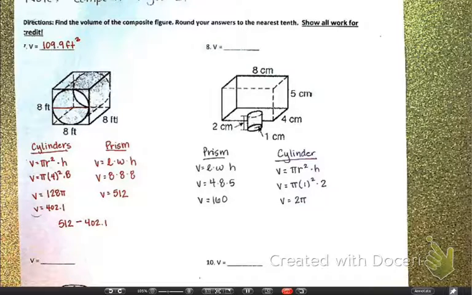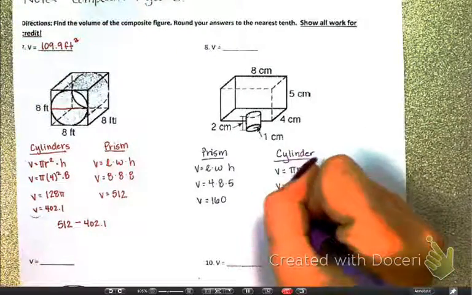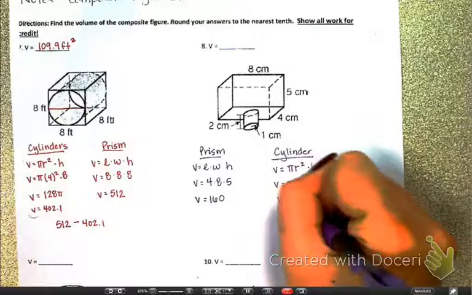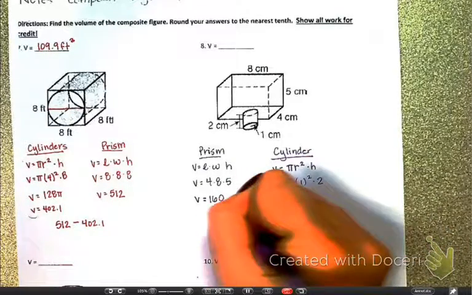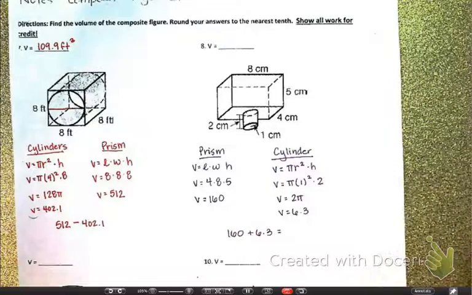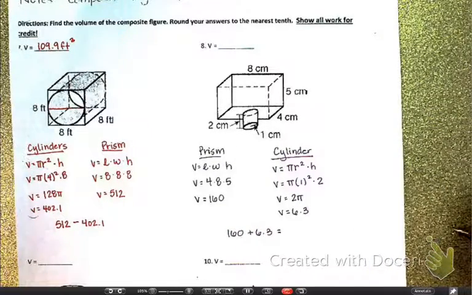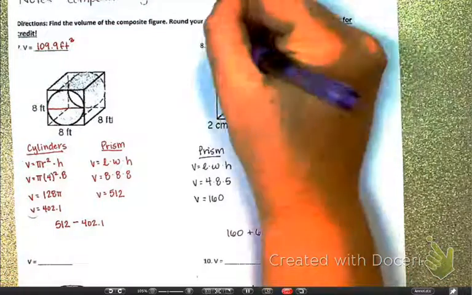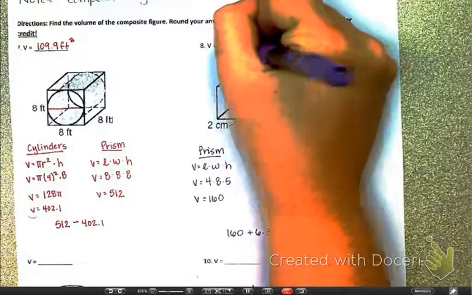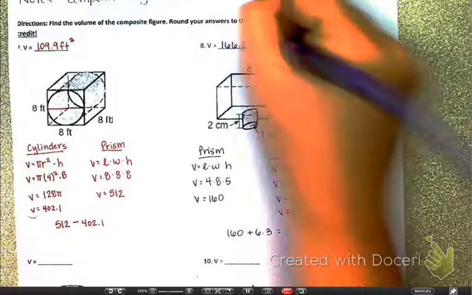Now, my question to you is, can I add 160 and 2 pi? No. So, what is 2 pi rounded to the nearest tenth? 6.3. So 160 plus 6.3, because they're just attached to each other. We're not taking anything out, so we're adding them. So you get 166.3 centimeters cubed.